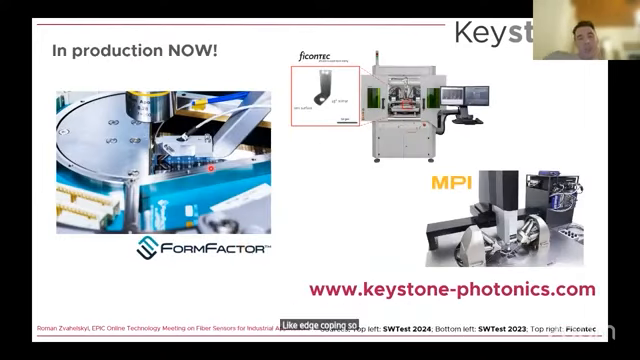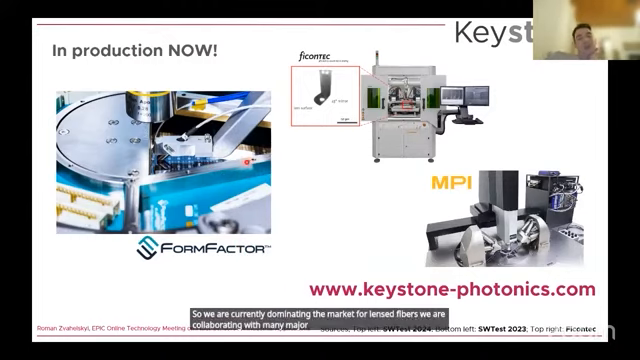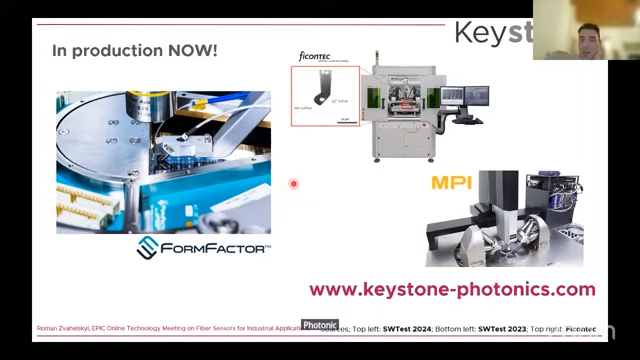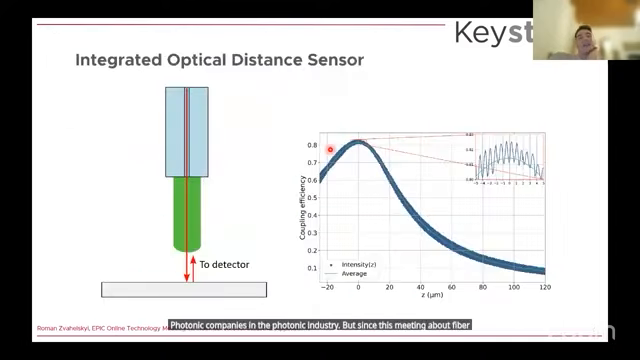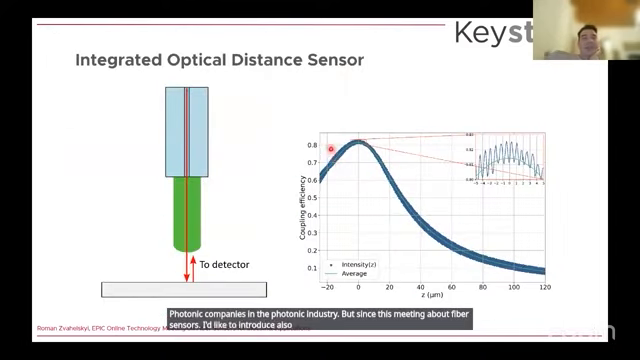So we are currently dominating the market for lensed fibers. We are collaborating with many major players in the wafer level testing area. We provide our lensed fibers to FormFactor, to Pfeiffer contact, to MPI testers, and to many other companies in the photonic industry. But since this meeting is about fiber sensors, I'd like to also introduce a real optical distance sensor. This is our latest development.